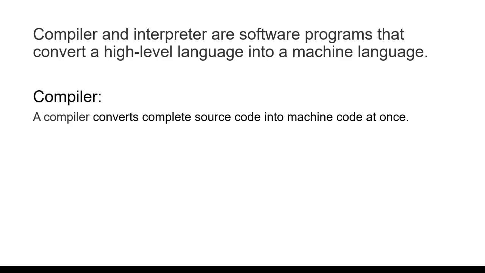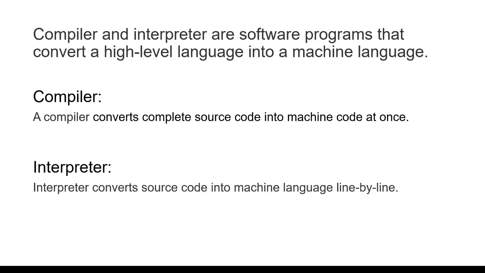A compiler converts complete source code into machine code. For example, C program is a high-level language, but when we compile the C program, it converts all the C code into machine language at once. That is the compiler.